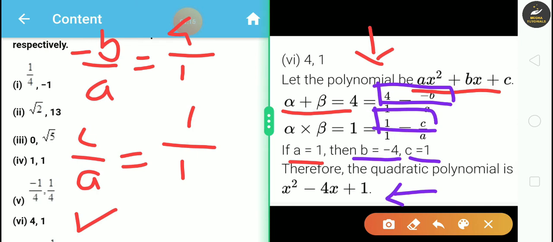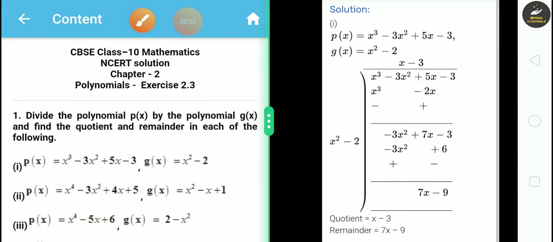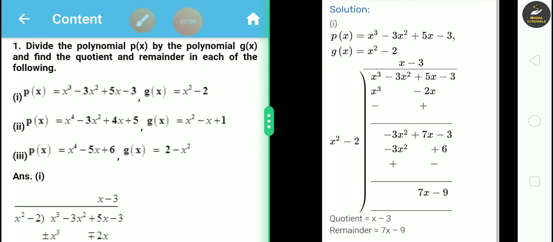So we have ended exercise 2.2. Now we will start with exercise 2.3 of polynomials. Question 1 is, divide the polynomial p of x by the polynomial g of x and find the quotient and remainder in each of the following cases.